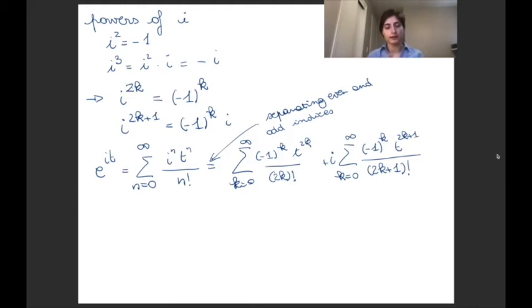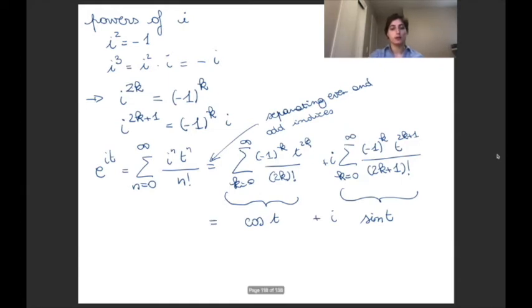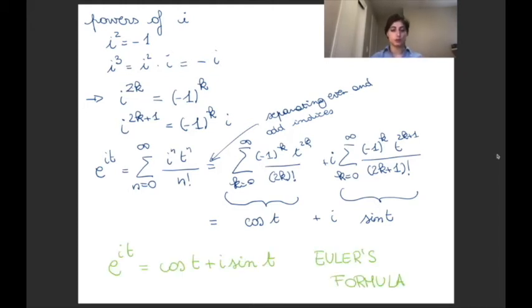And you might recognize it, otherwise I encourage you to try it out and compute it for a little bit, that the first block is the cosine of t, and the second block is the sine of t, with an imaginary number in front. So the exponential of it is equal to cos t plus i sin t. This is called Euler's formula.